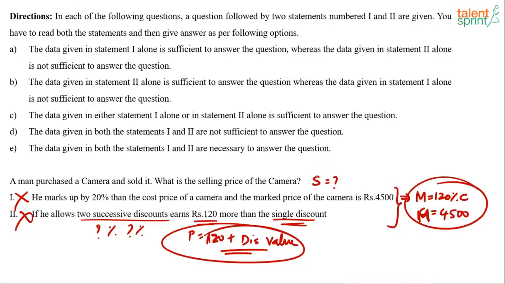For me to find out the selling price, I should know the marked price and discount. But that discount is not given. Or I should know the cost price and profit, but that profit is not given. So even the combination will not lead to anything. So our answer should be option 4. Data given in both the statements 1 and 2 are not sufficient to answer the question. D, right? Both 1 and 2 will not be sufficient.